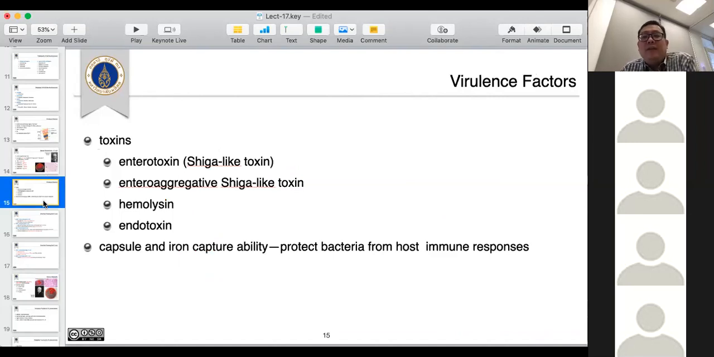The virulence factors of E. coli, they possess toxin. Well, bacteria in this group, they have endotoxin for sure because they are gram-negative, and they also possess exotoxin. Exotoxin in this group of bacteria we call enterotoxin. Enterotoxin is because they release it in the gut. That's why they call it enterotoxin.